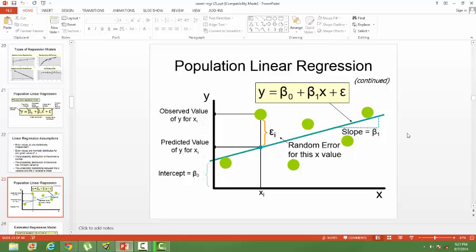Slope also tells us about the relationship between x and y. If the slope is low, the relationship between x and y is not that strong. But if the slope is very high, then the relationship is quite strong. So that's how we interpret the regression line. So this is the population regression line. We'll come to the sample regression line as well.